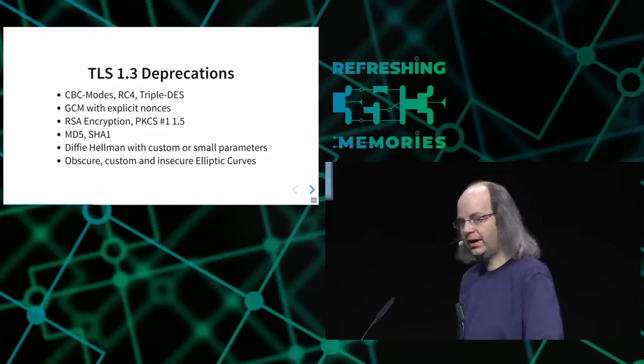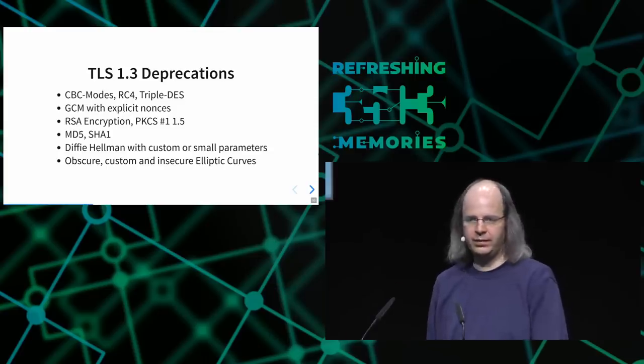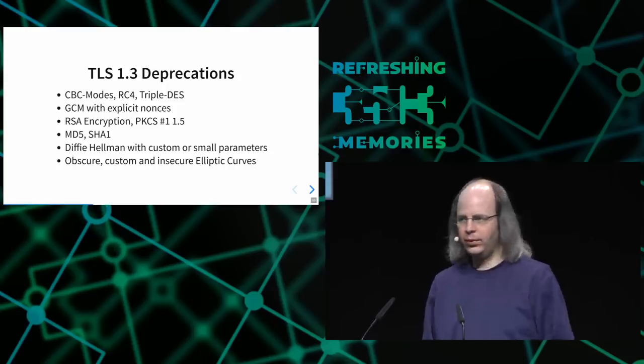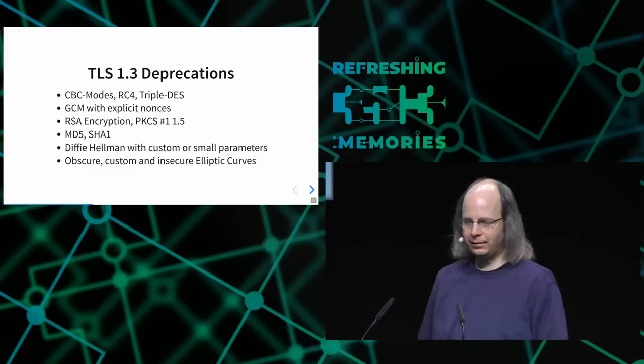We remove hash functions that turned out to be insecure. We removed Diffie-Hellman with custom parameters, which turned out to be very problematic. And we removed elliptic curves that don't look so secure.